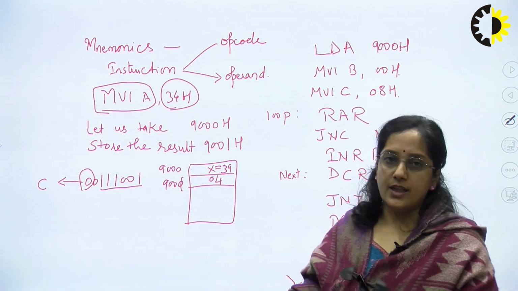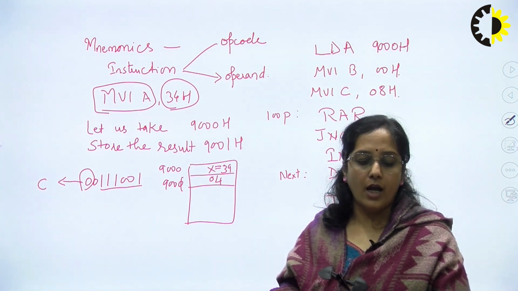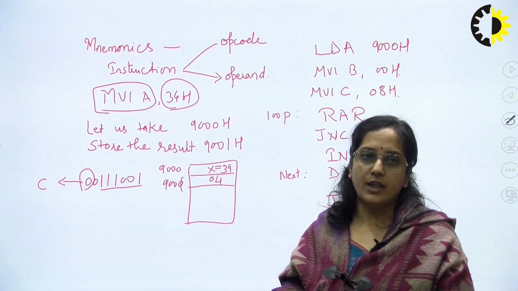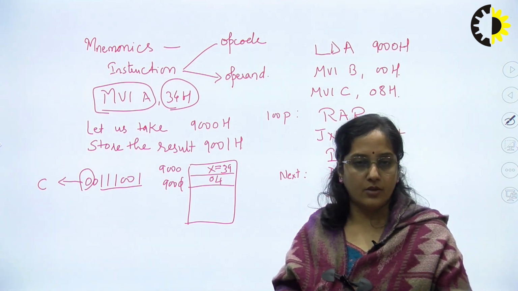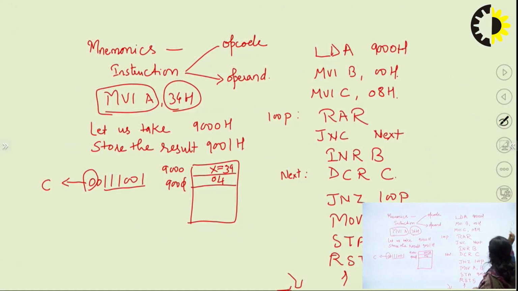So this is a generalized program where we can write a program for any number. Now we have to just change the data at the 9000 location, and we can count the number of ones for that particular location. Now we can go for the next program.